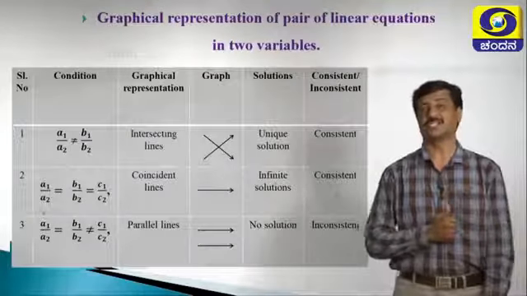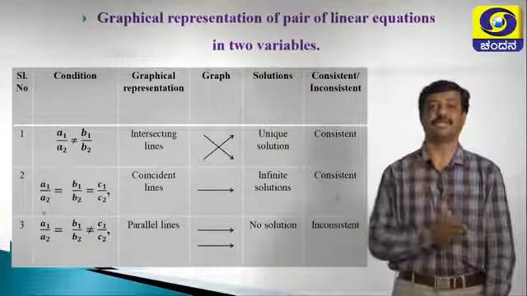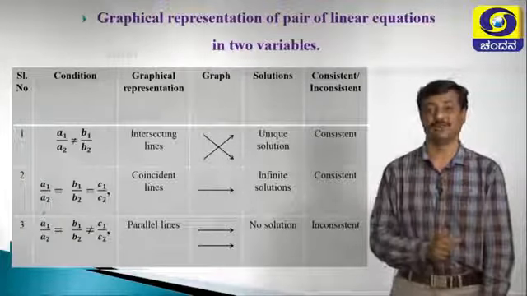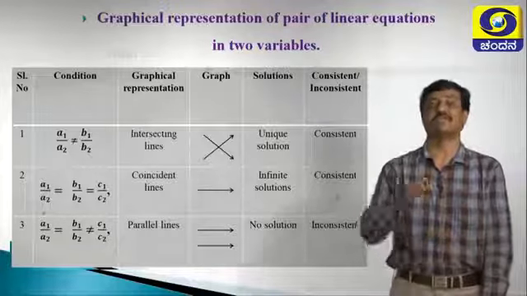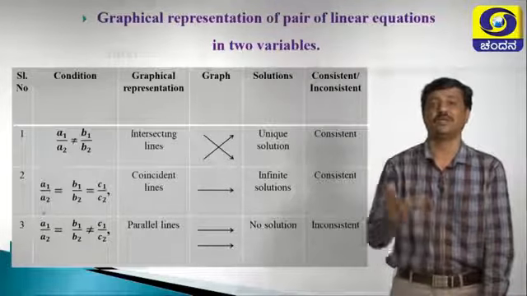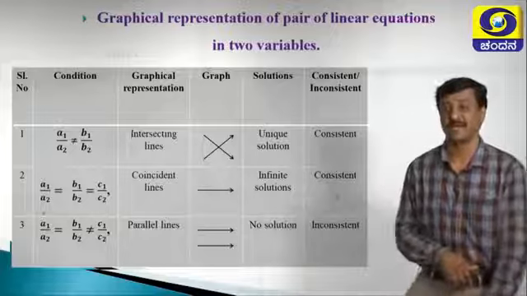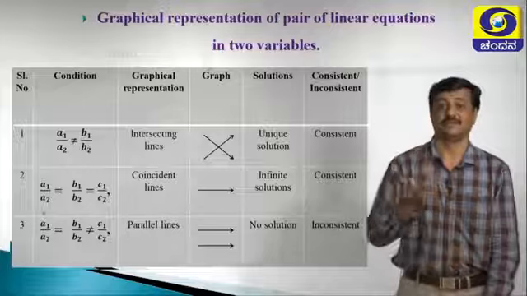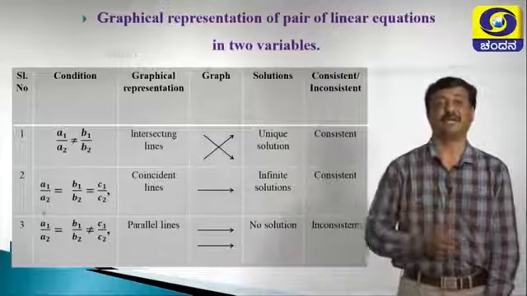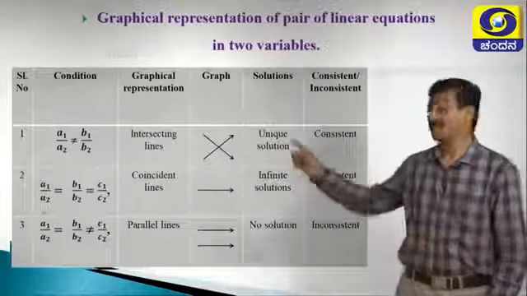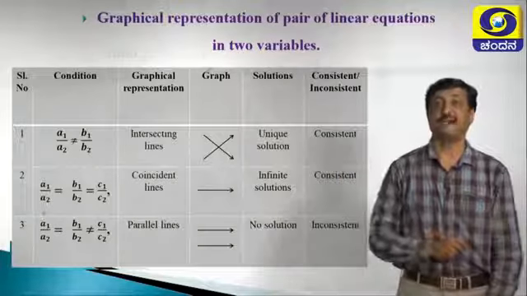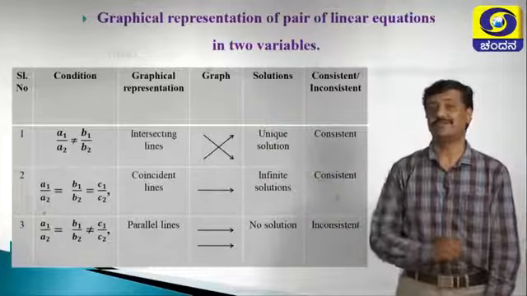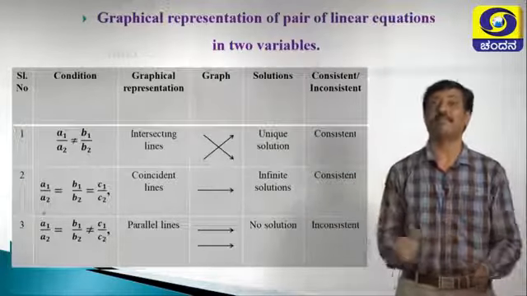When it comes to the last point, the values of a1 by a2 equal to b1 by b2, but not equal to c1 by c2. The first two values are equal, but the third value c1 by c2 is not equal to the first two. If that is the case, the graph is parallel lines. You can see the fourth column, the lines are parallel to each other. Is there any common point in the graph? No. The two lines are parallel lines.